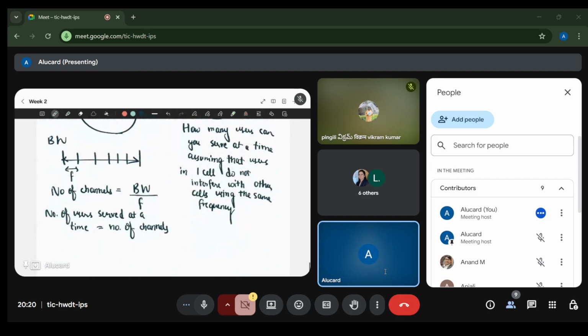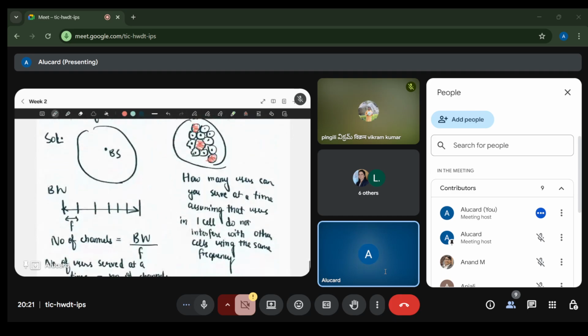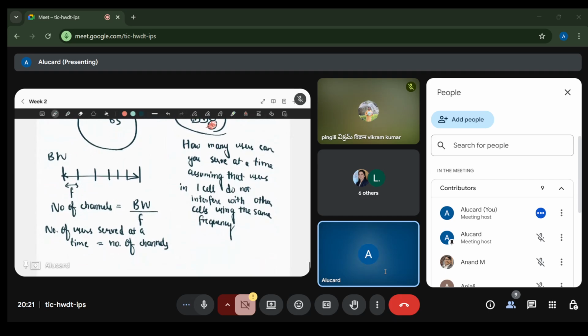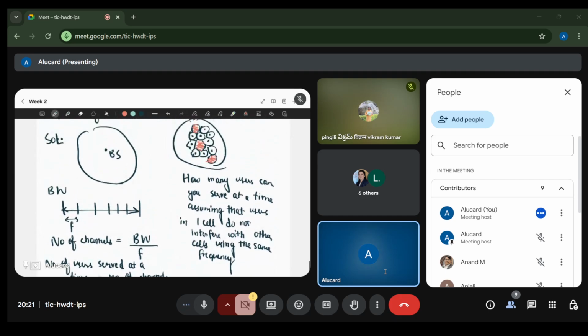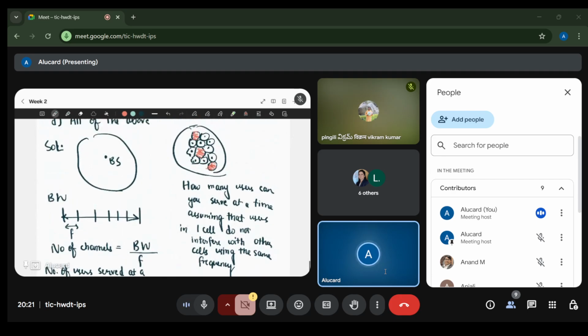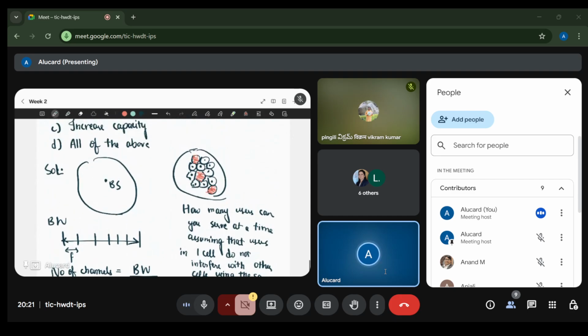And then how does this affect the capacity? Does it increase capacity if you have cell splitting, or does it decrease capacity? Most of these things are discussed in the lecture. You go back to the lecture, watch it, and choose the options correctly.